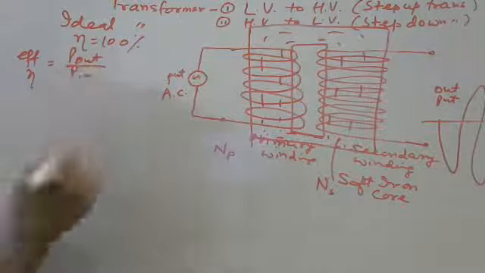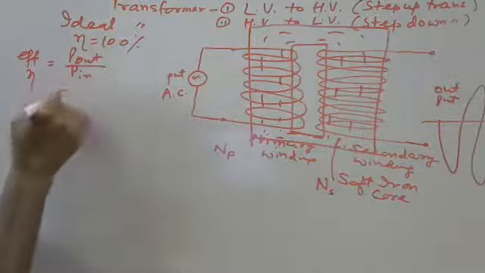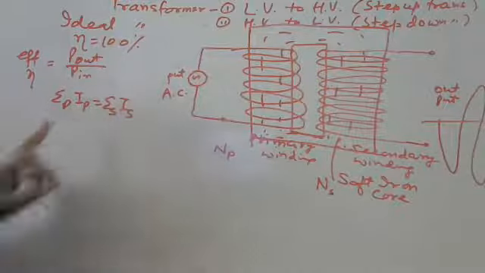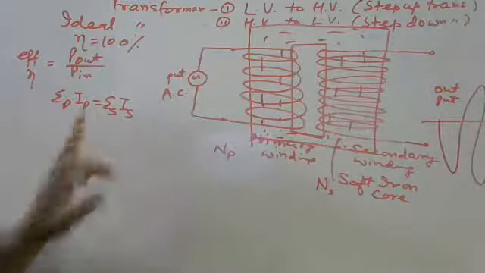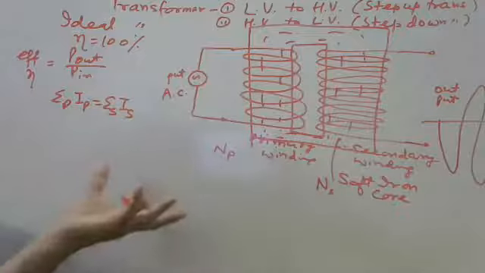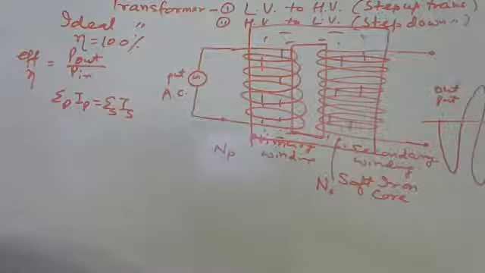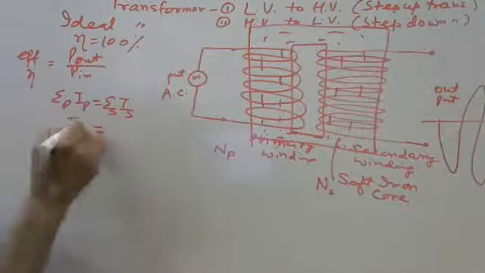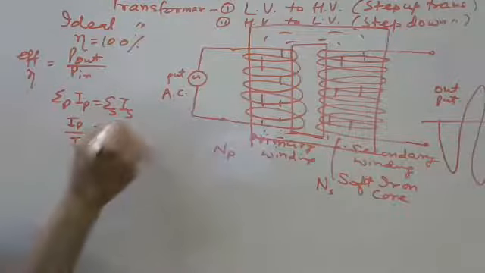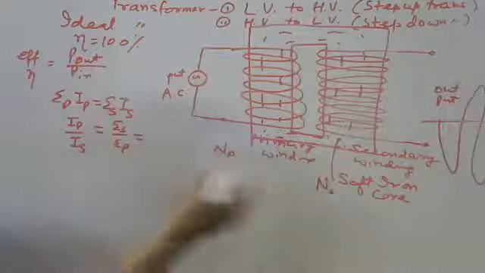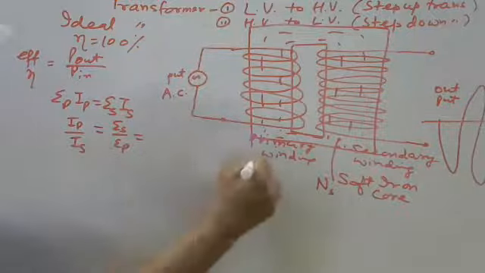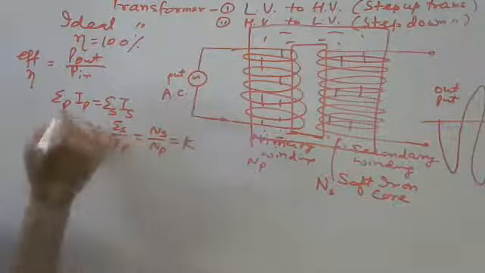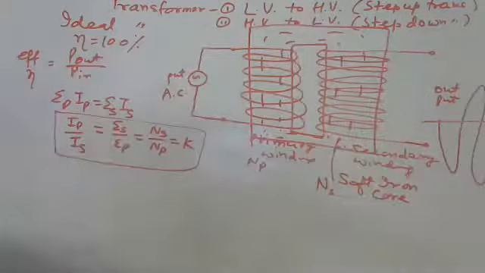It means power input is EI, so EP IP is equal to ES IS. There is the power in the primary, there is the power in the secondary, both are equal because there is no loss of power, efficiency is 1 or 100%. If it is, then we can write IP upon IS equal to ES upon EP, and from the previous case we know NS upon NP is K. It gives you information here.